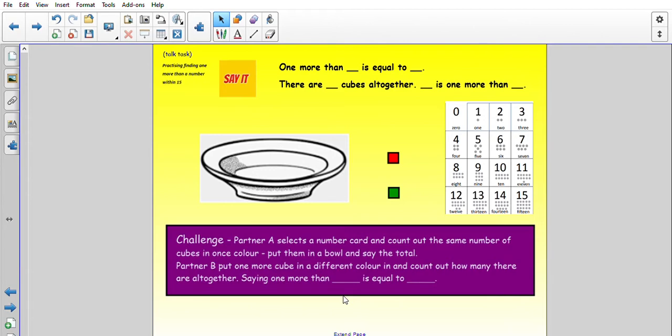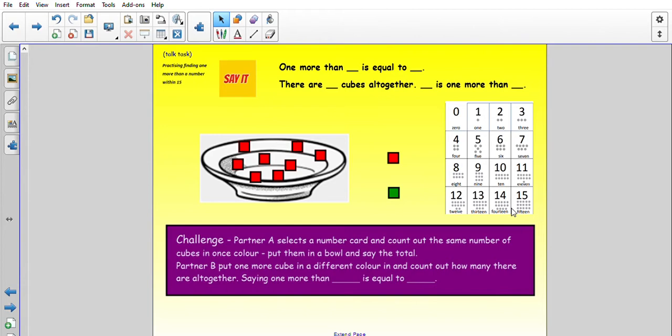So we're going to pick a number. So let's pick, should we go number 8? That's a good number, isn't it? So partner A is going to choose number 8 and count out 8 things into the bowl. So I'm going to say 1, 2, 3, 4, 5, 6, 7, 8. There we go. 8. Put them in the bowl and say the total.